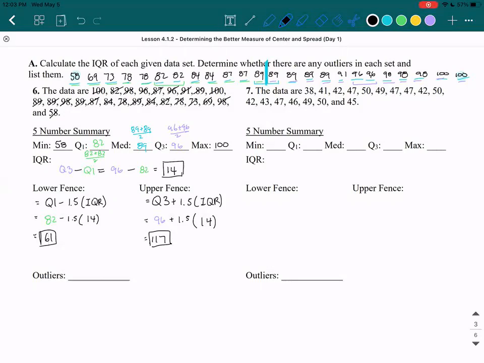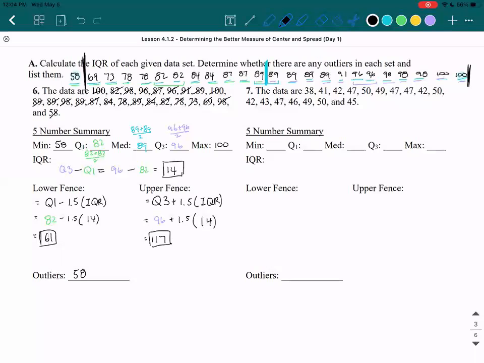So anything that sits outside of our fences will be an outlier. So are there any numbers that are less than 61, or are there any numbers that are greater than 117? Let's take a look at this list of numbers up on the top. So less than 61, right over there. If my line represents my 61, well, 58 is less than 61. So 58 is an outlier. Let's take a look if anything is greater than 117. Nope, 100 was our maximum, so there's nothing bigger than 117. Then our only outlier is 58, and it happens to be a small outlier.